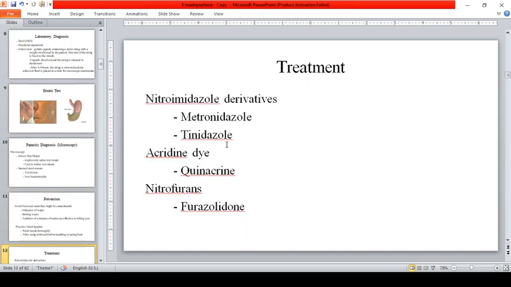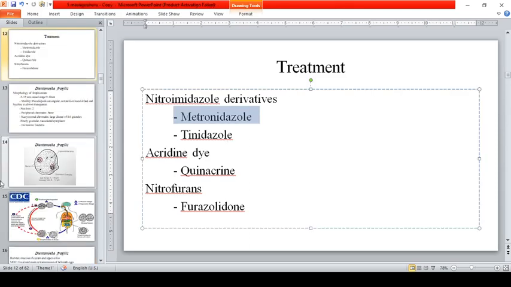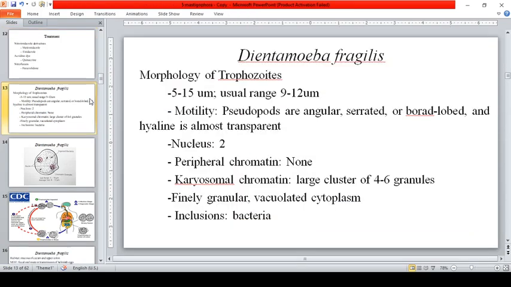So, treatment. Nitroimidazole derivatives, just like metronidazole and tinidazole, and the others, and under the nitrofurans, the furazolidone. But the drug of choice is metronidazole. Okay, drug of choice, metronidazole. So we proceed with the other parasite, Dientamoeba fragilis.